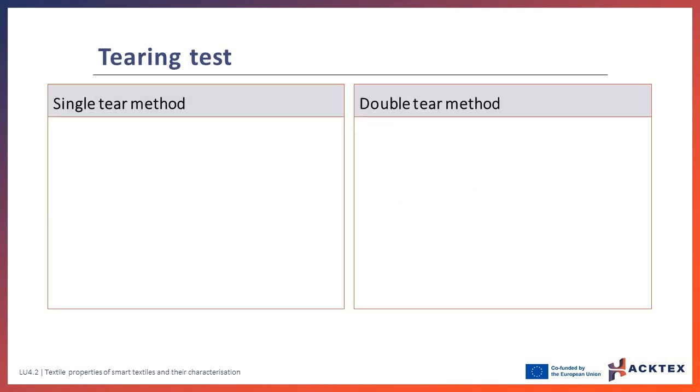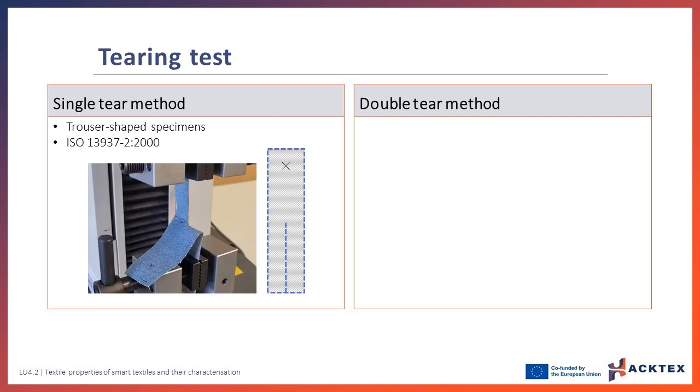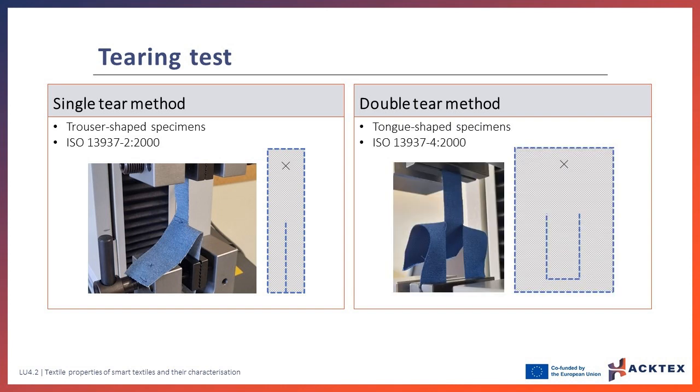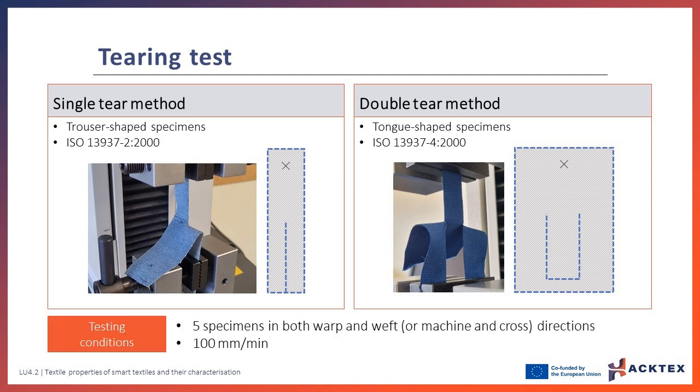There are two possible configurations for a tearing test: the single tear method, and the double tear method. The single method uses a trouser-shaped specimen. The double tear test uses a tongue-shaped test specimen. In both methods, 5 specimens have to be tested at a constant rate of 100 mm per minute.